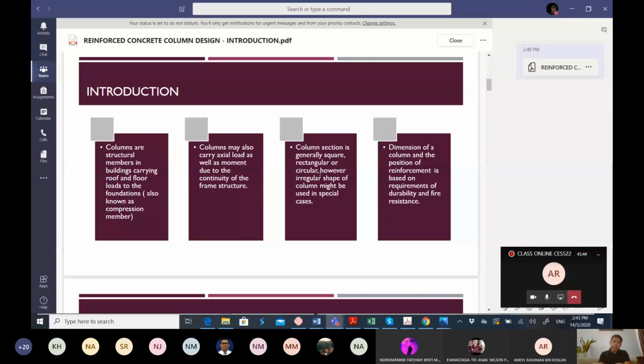So when you would like to do your preliminary sizing of your column, you may refer to your beam first. What is the size of the beam, so that the column will sit properly with the beam, with the additional brick wall and so on. The dimension of a column and the position of the reinforcement are based on the requirements of durability and fire resistance. We have to do the preliminary sizing based on the span over depth ratio and also on the fire resistance. This is normally what we use to determine the size of the column. Okay, wait for a moment.